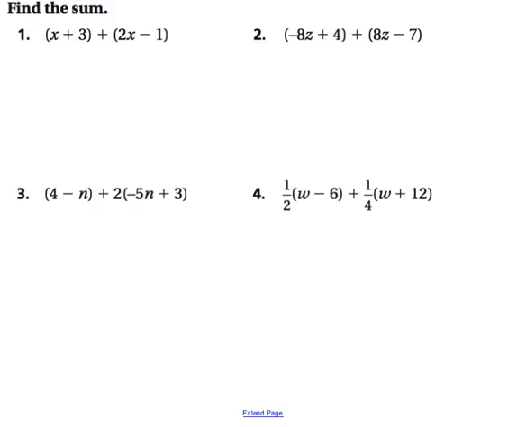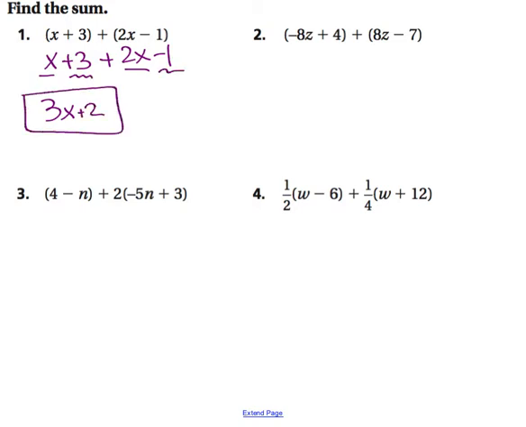Okay, next example. Find the sum x plus 3 plus 2x minus 1. The parentheses around x plus 3 don't do anything, so I can just get rid of them. And the parentheses around 2x minus 1 don't do anything, so I can just get rid of them. Like terms, x and 2x make 3x. 3 and negative 1 make 2. So 3x plus 2 is the answer.